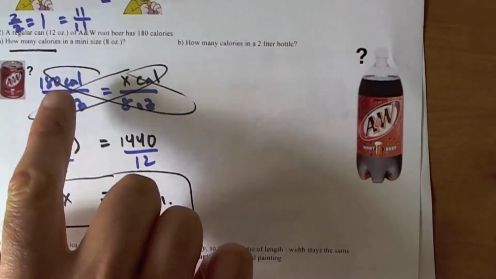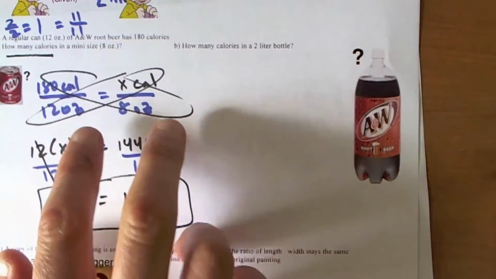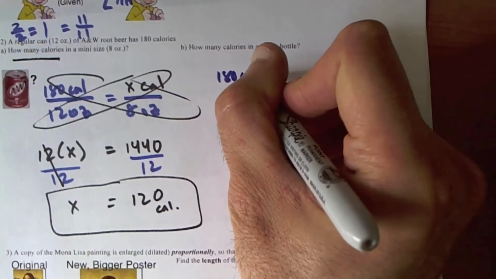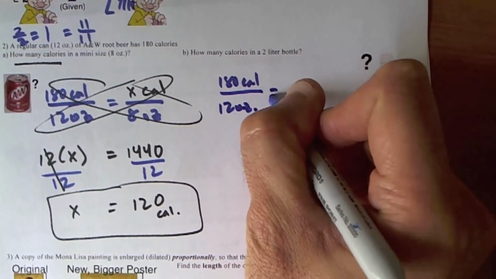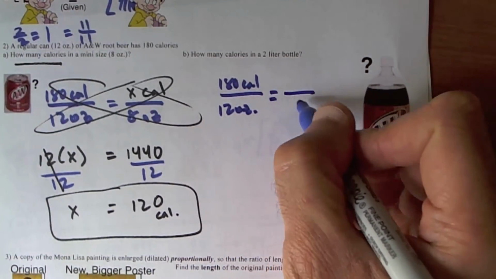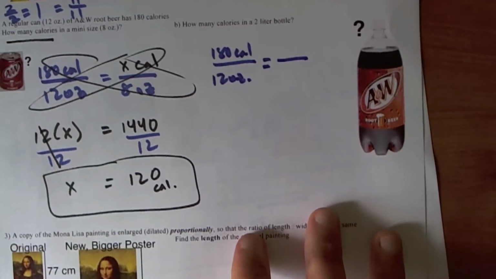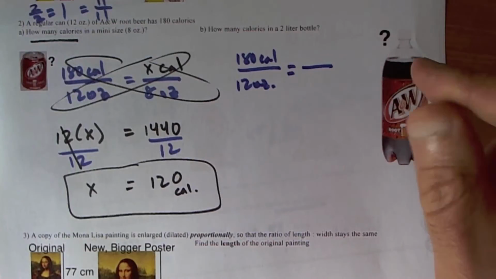Now, this is a rate, calories per ounce, calories per ounce. You could also do ratios where there's no units. If it was a 2-liter bottle, though, we'd have a little bit more problems. So if I had 180 calories, I know there's 180 calories in a regular 12-ounce can. I can't just put 1 liter here. I have to convert a liter to an ounce. In fact, I have 2 liters here.